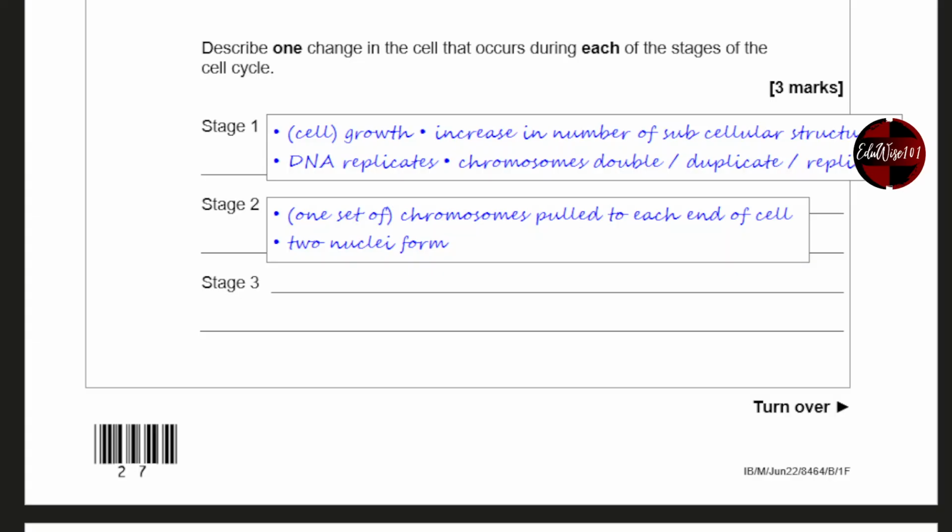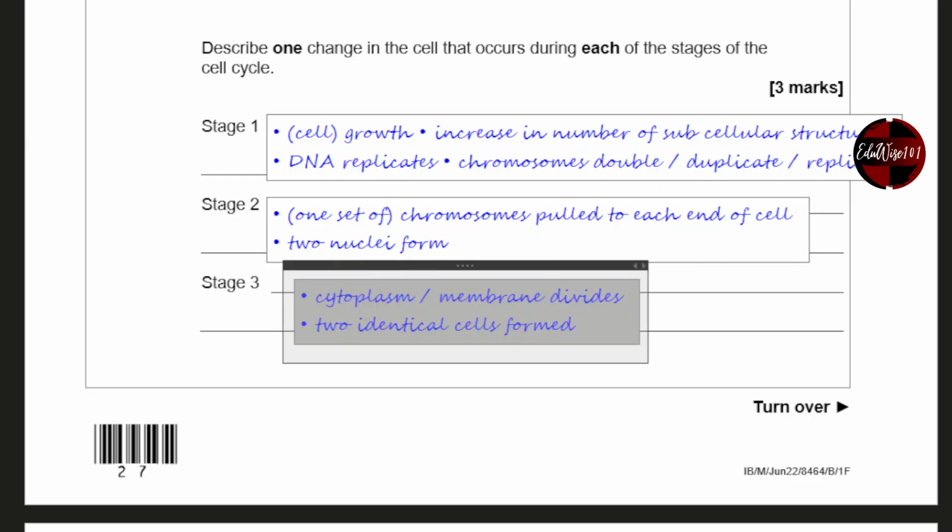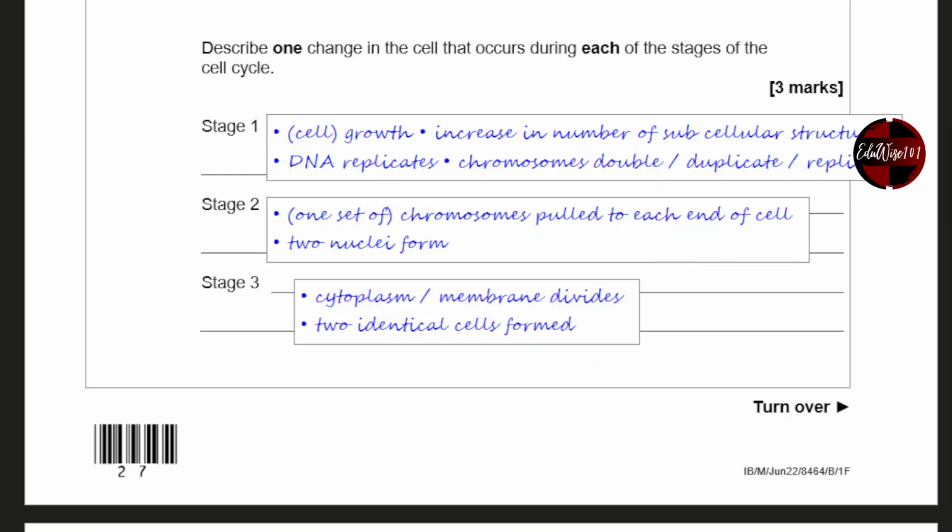Stage 3 is when the cell actually divides. You call it cytokinesis. The cytoplasm and the membrane divide to form 2 identical cells, or we can write it as bullet points.